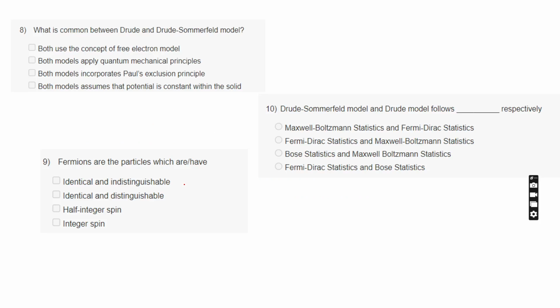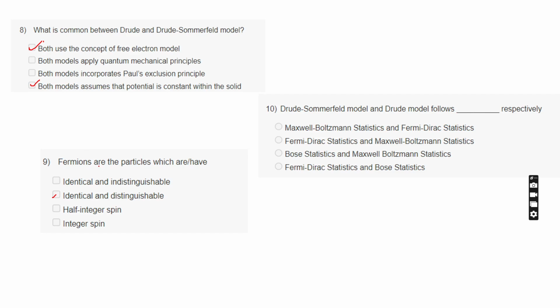Now try to answer these three questions. The first one: both use the concept of free electron model, and both models assume that the potential is constant within the solid. Yes, so both answers are correct.